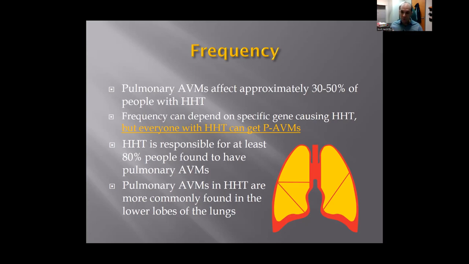On the flip side, we know that most people who have pulmonary AVMs have or will be found to have HHT, and 80% of those with pulmonary AVMs are felt to have HHT. Pulmonary AVMs in HHT are more commonly in the lower lobes, and I have a little cartoon on the right here with the right lung having three lobes, the upper, middle, and lower lobe, and the left lung having two lobes, the upper and lower. We know that the most common location is within the lower lobes on both sides.